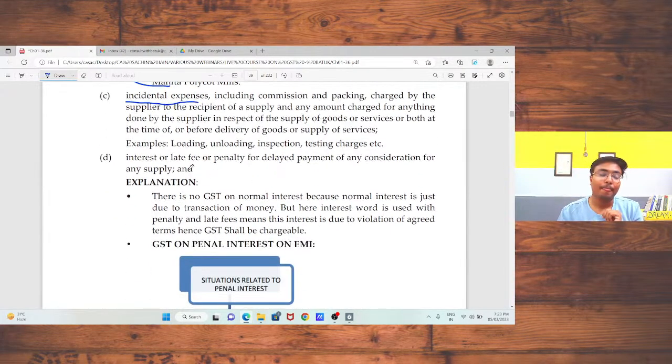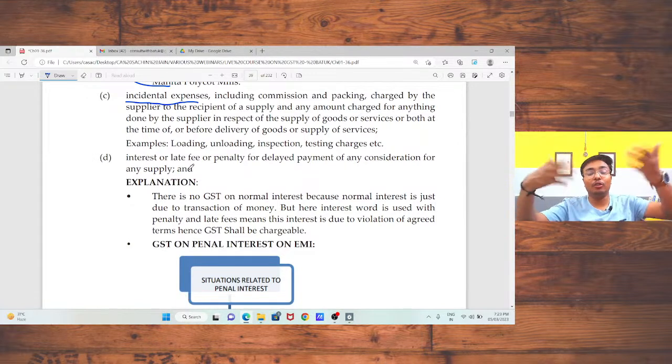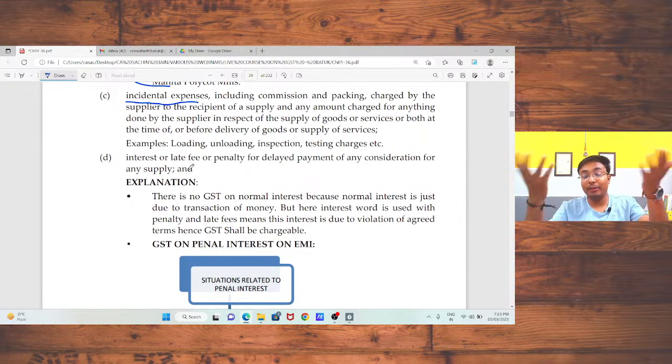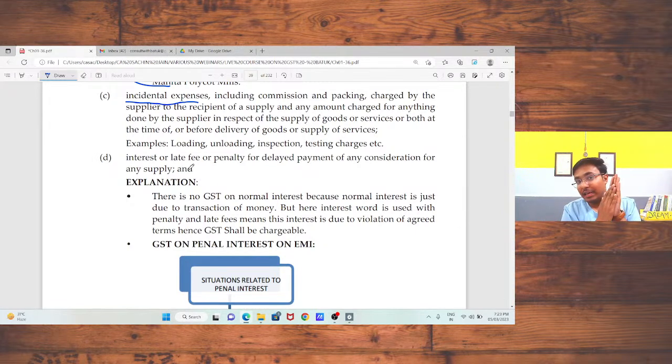Okay, now whether this will be a composite supply. Sir, yes, if I am providing any goods, in that case the transportation is an ancillary part of that principal supply. In that case, the same should be treated as your composite supply, and GST should be charged at the same rate at which we pay the tax on the principal supply. Okay, in practical life we do these things.